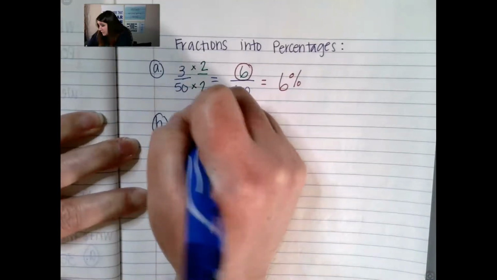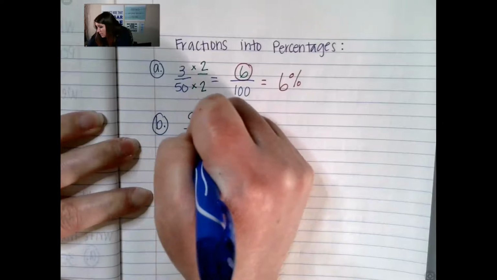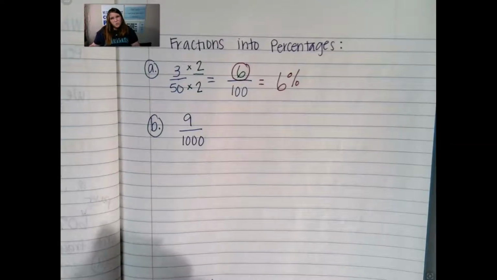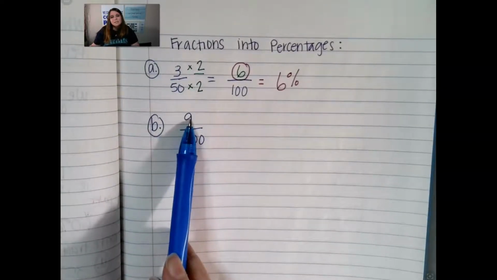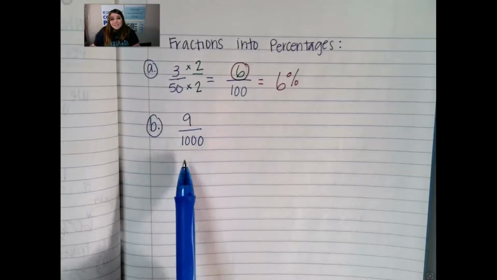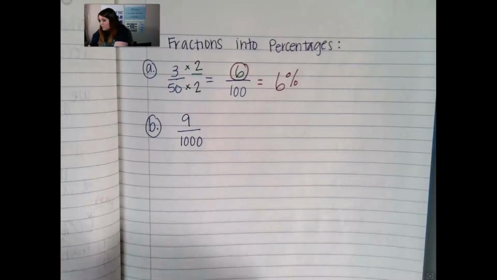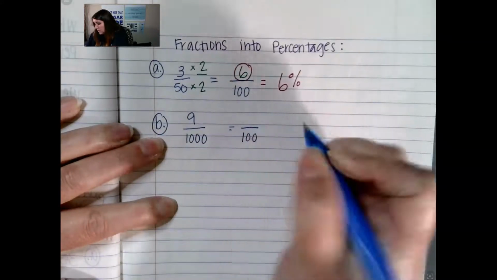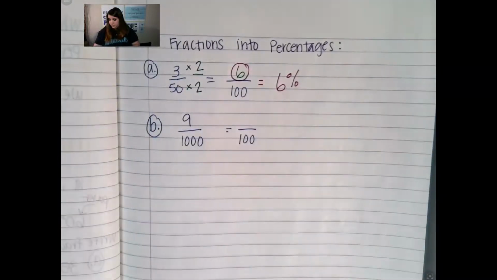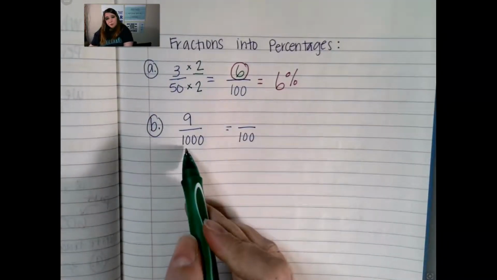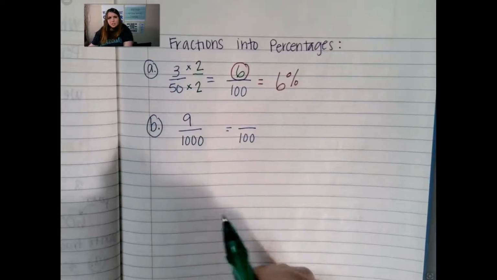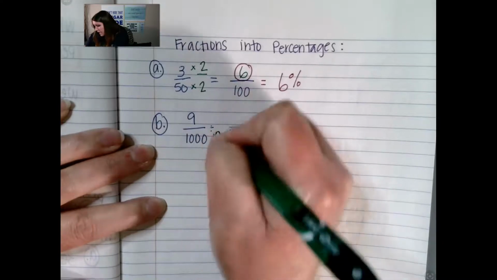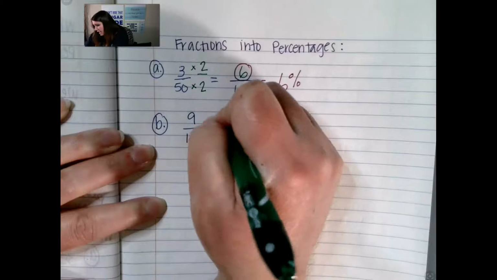This problem says 9 over 1,000. Okay, well, that doesn't work because this is not 9%. It's not 9% because this is 1,000, not 100. Again, I have to get it to be over 100. This is my goal. So, to get from 1,000 to 100, I actually have to divide by 10. So I need to divide by 10 and divide by 10.